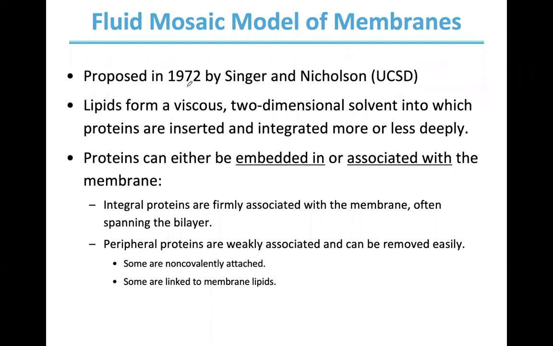All right. So the fluid mosaic model of membranes was proposed in '72. There's nothing really difficult about it. Basically, it's a viscous two-dimensional solvent into which proteins are inserted and integrated more or less deeply. Now, proteins can be embedded or associated with the membrane. Integral proteins are firmly associated with the membrane, often spanning the bilayer, right? So you have a bilayer like this, and here comes the protein. Usually it's an alpha helix inside, like that. So this will be an integral protein.